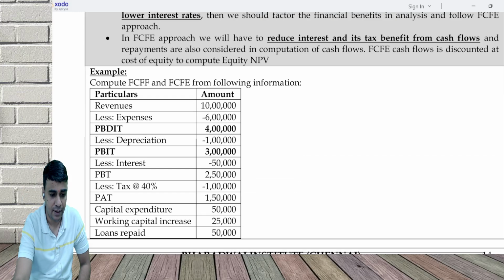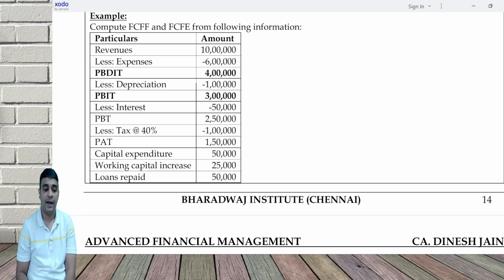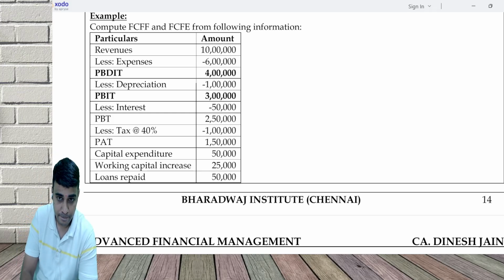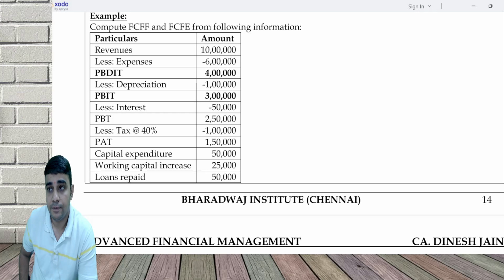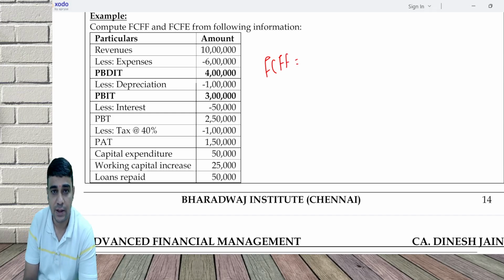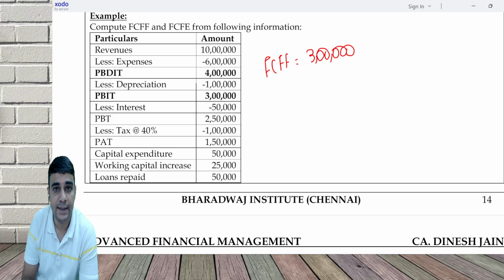Let's do this. This is a very good example. Compute FCFF and FCFE from the following information. I will start with the FCFF calculation. FCFF is equal to, my starting is 3 lakh PBIT. No interest subtraction.